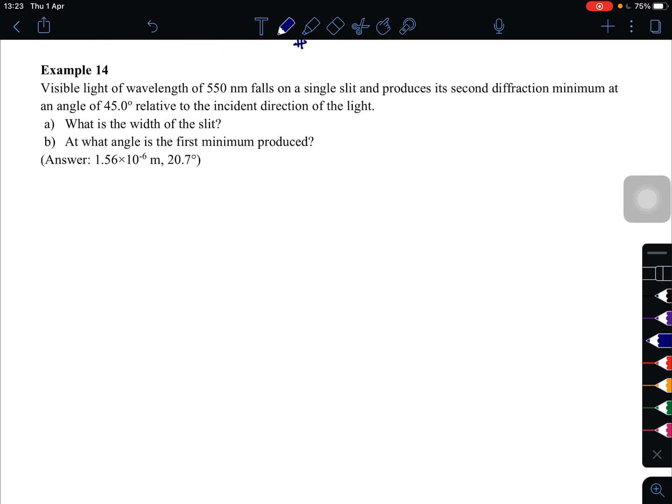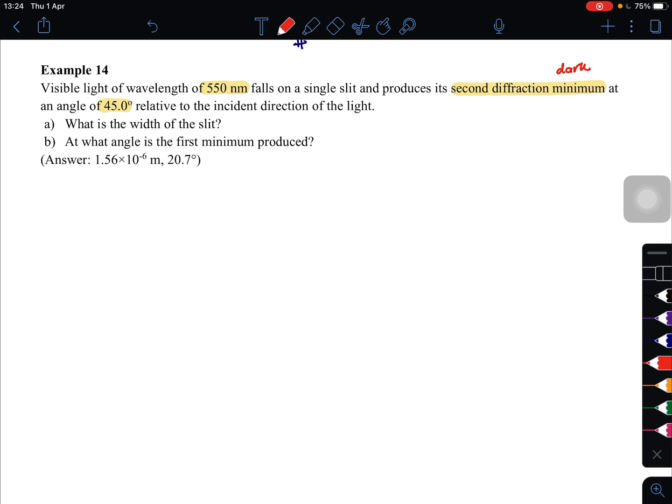Okay, now kita tengok example 14. Visible light of wavelength 550 nanometer falls on a single slit and produces its second diffraction minimum at an angle of 45 degree relative to the incident direction of the light. Okay, so we have wavelength 550 nanometer. And then dia cakap sini second diffraction minimum. And then minimum, remember it will be for dark. And then angle dia adalah 45 degree.